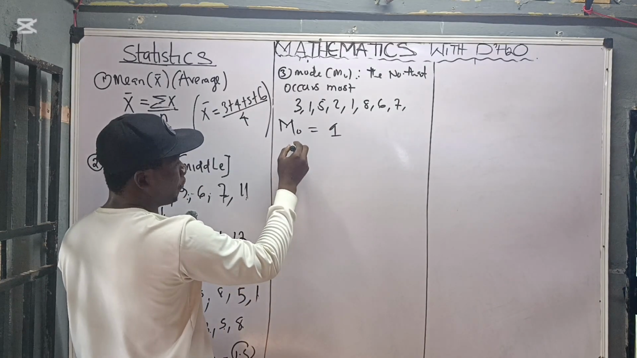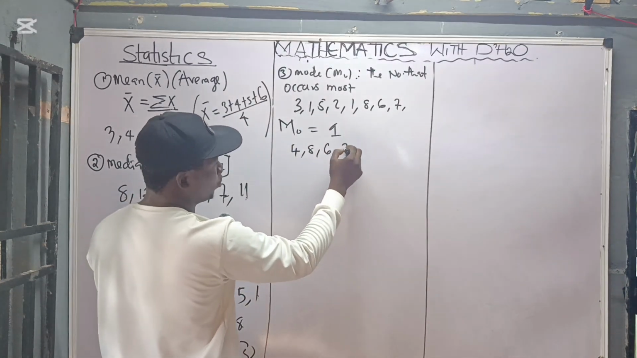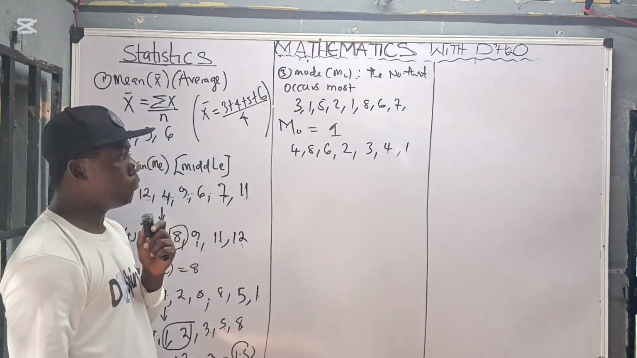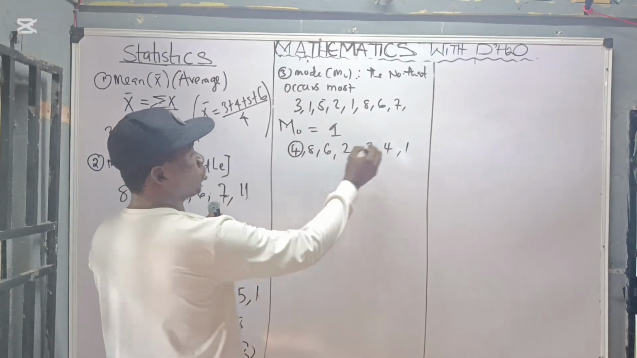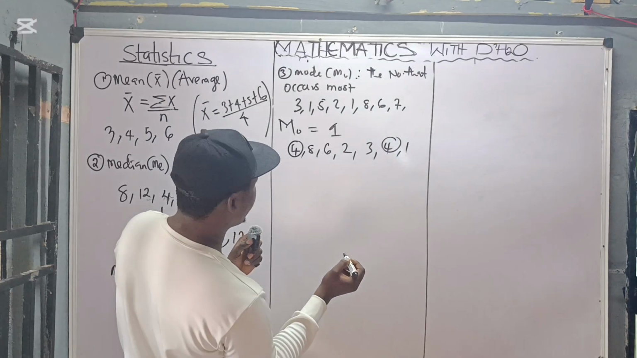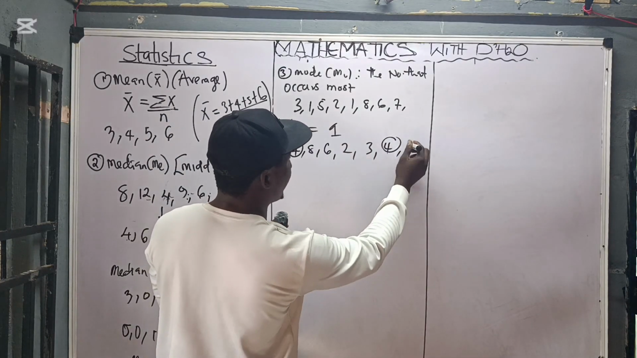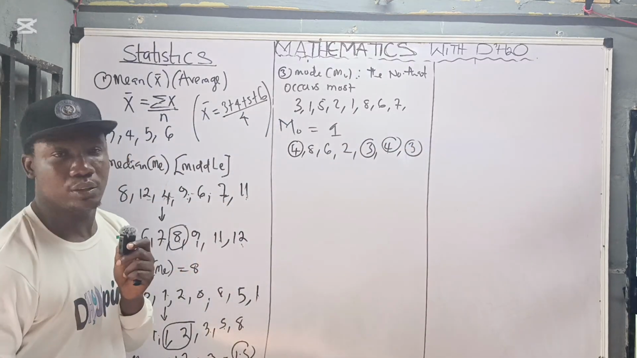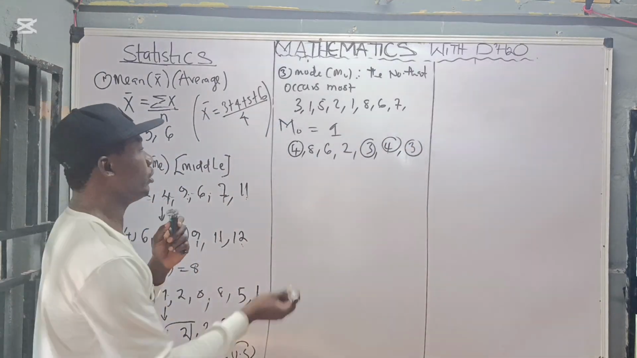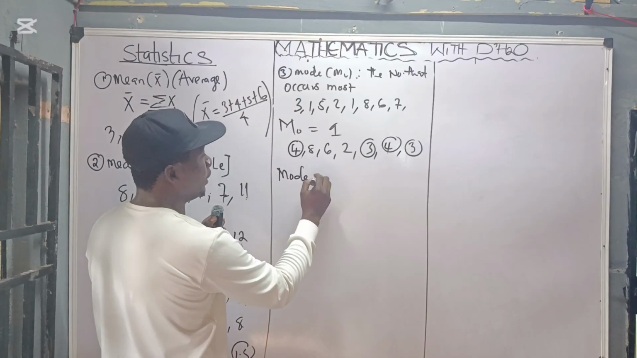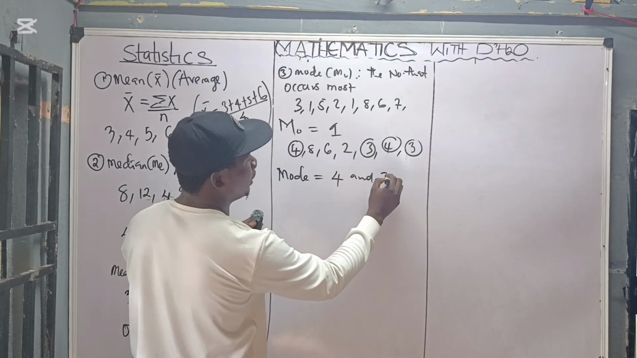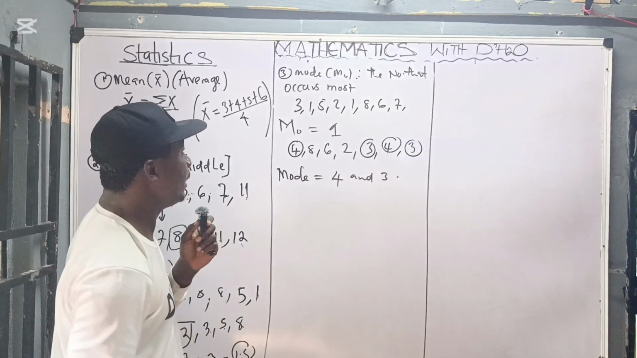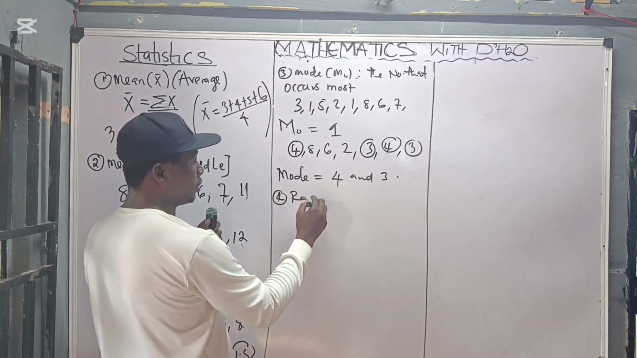Now, if I have another set of numbers like 4, 8, 6, 2, 3, 4, 1, which one occurs most? You discover that 4 occurs 2 times. Okay, let's say we have another 3 here, and then 3 occurs 2 times. So in this case, we call it a bimodal class. So the mode here is 4 and 3. Why is it like that? Because 4 and 3 occur 2 times. Do you understand?